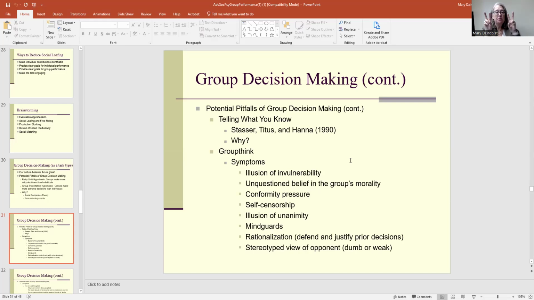And those people that protect the group from information that's inconsistent with where the group seems to be going, we call them mind guards. And so let's start talking about all of these symptoms of groupthink. One symptom of groupthink is the members of the group have this illusion that the group will never make a bad decision. They're invulnerable.